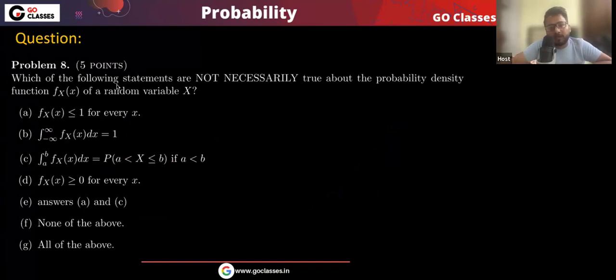Now let's see which of the following statements are not necessarily true about the probability density function. Is this necessarily true? They are asking about the probability density function, not the cumulative distribution function. They're not asking about the CDF, they're asking about the PDF. Do you think that the PDF has to be less than or equal to 1? No, right? What about this? I think this is true. I think this is also true. From A to B, you want to find out. Is this true or is there something wrong?